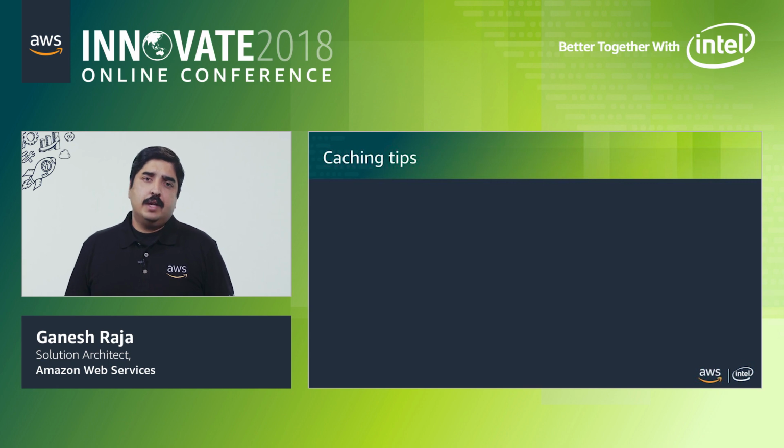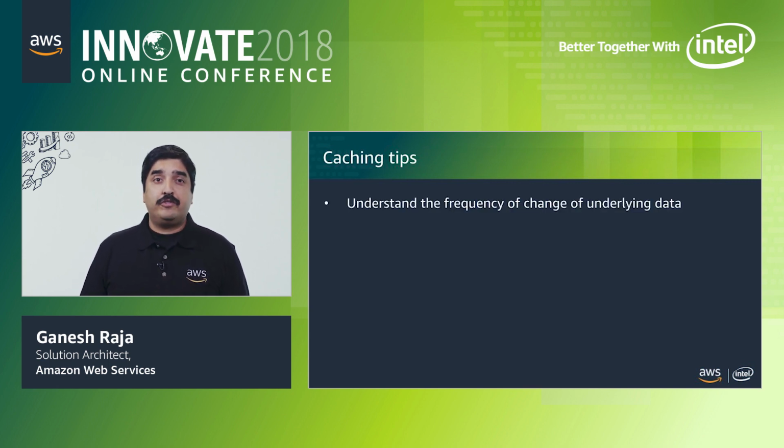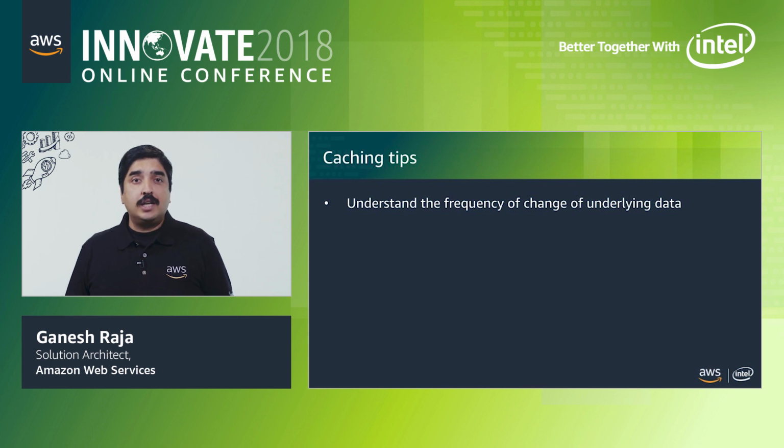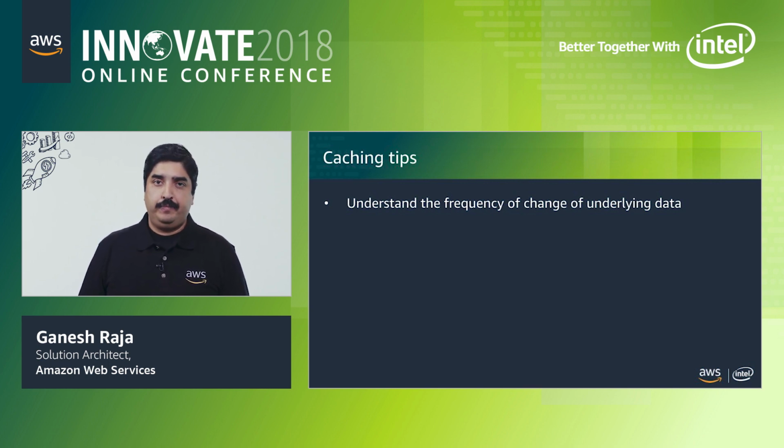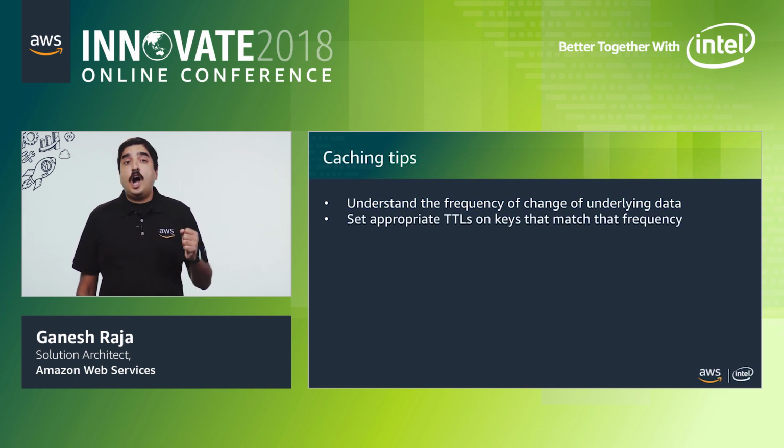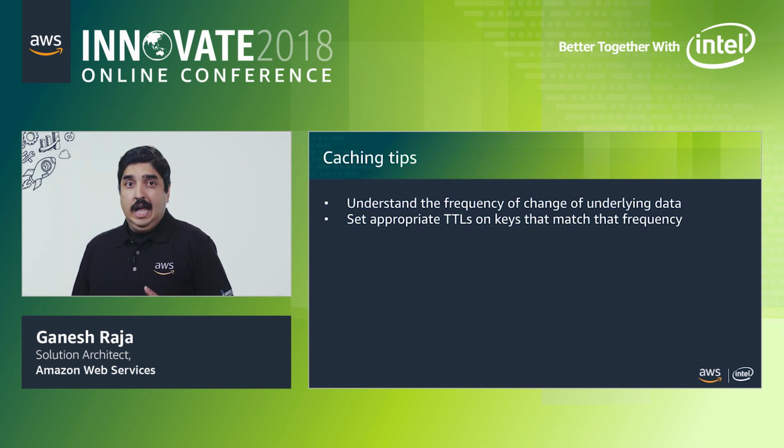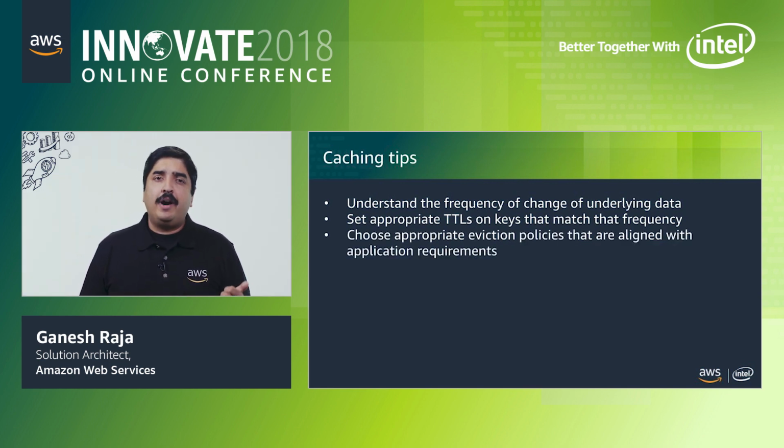Some caching tips. The first tip, understand the frequency of change of the underlying data and the impact of providing stale data. If the impact is high, then be conservative. If there is minimal impact, use your best judgment and work with your database administrators and your business owners to understand what value makes sense. Second tip, set the appropriate TTLs that match the frequency of data change. Third tip, choose the proper eviction policies that align with the application requirements.